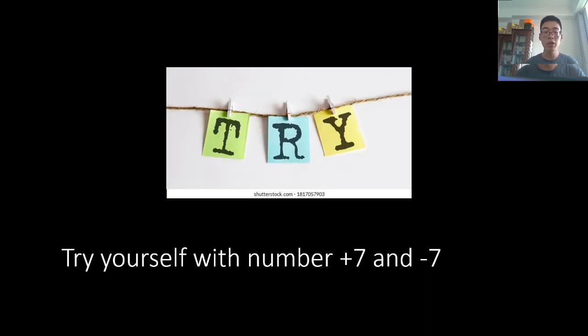So you can try it yourself with the numbers +7 and -7 using a 4-digit binary representation. You can pause the video here if you need longer.